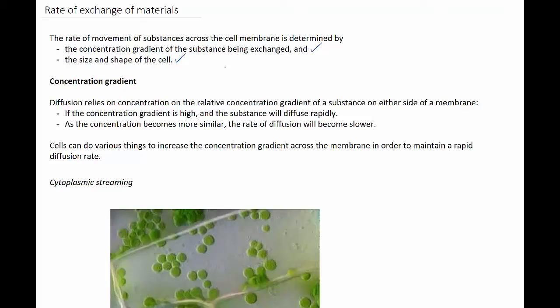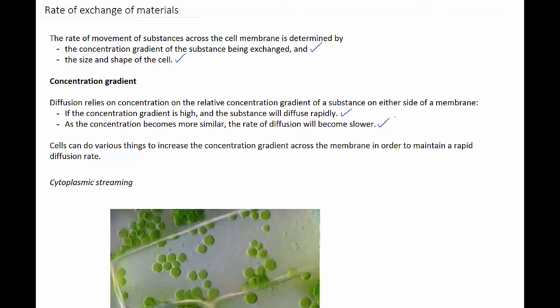Diffusion relies on the relative concentration gradient of a substance on either side of a membrane. If the concentration gradient is high, then substances will diffuse rapidly across the membrane. As the concentration becomes more similar on either side of the membrane, the rate of diffusion will become slower.